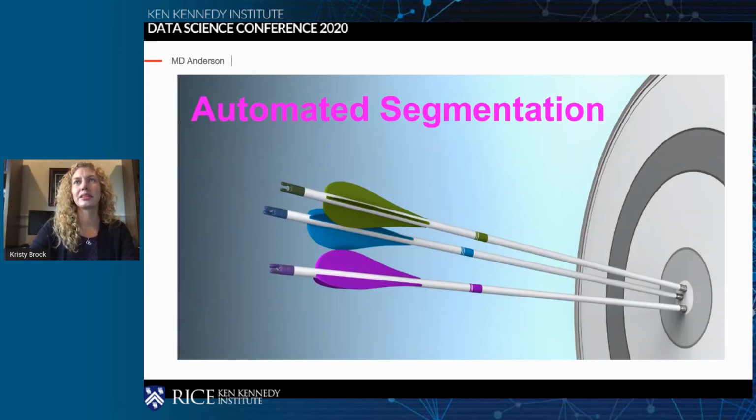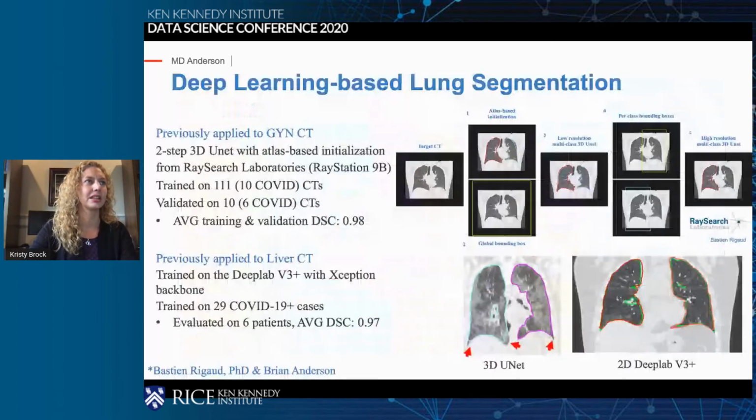So I'd just like to rapidly go through the three projects that we've been working on, the first being auto segmentation. So we have previously developed deep learning based methods in the GYN CT setting as well as the liver CT setting. So we applied both of these algorithms to the COVID lung cases. So the first was a two-step 3D UNet with an atlas-based initialization. This was a platform in the RayStation treatment planning system from Research Laboratories.